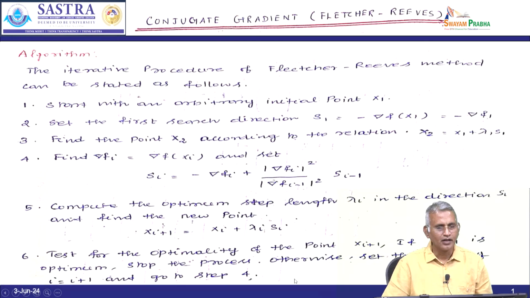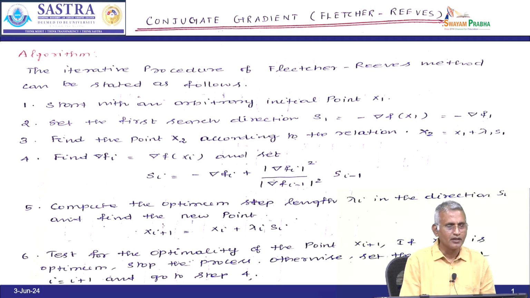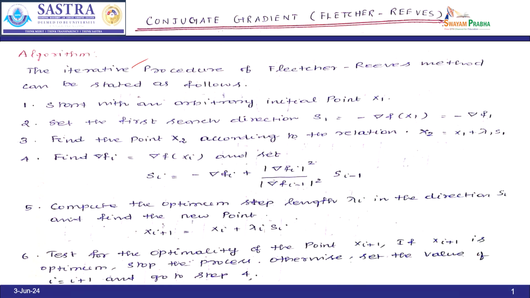Okay. Now we are going to discuss the conjugate gradient, which is called the Fletcher Reeves method. Let us start with the algorithm. Most of them are iterative procedures. This is also an iterative procedure. The Fletcher Reeves method can be stated as follows.